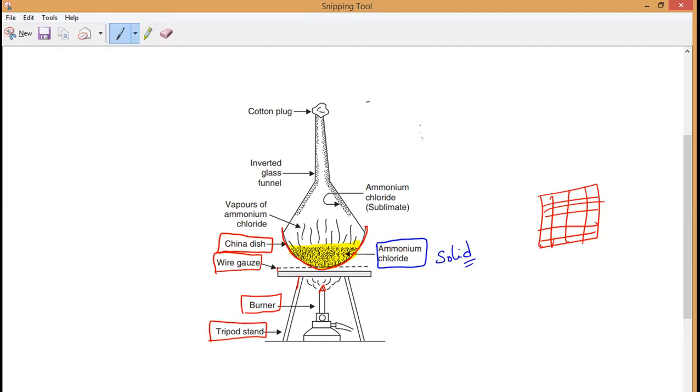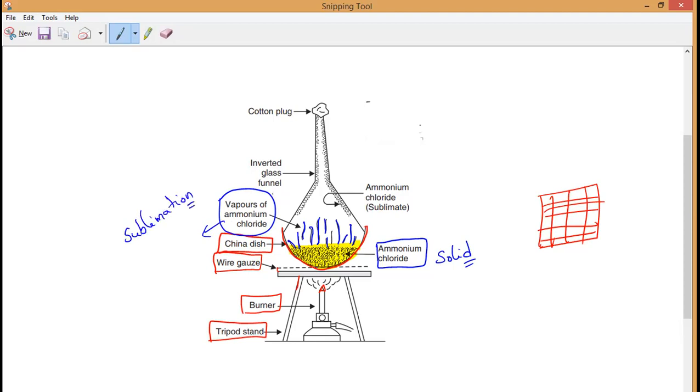Now, when we are heating, these lines are forming. What is this indicating? Ammonium chloride gas, or vapors. When we start heating, vapors of ammonium chloride form. Do you understand, everyone? No liquid is forming. That is what we call sublimation. Yes or no, guys?